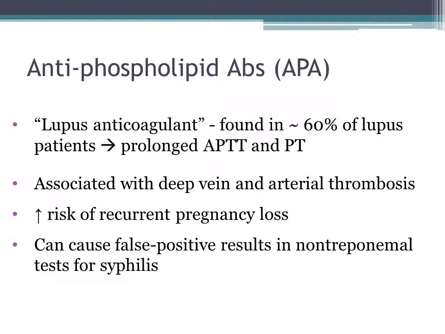There is an antibody known as antiphospholipid antibody, which is present in about 60% of lupus patients. Sometimes it's called the lupus anticoagulant, and people with lupus do tend to have a prolonged APTT and pro time. This antibody is associated with deep vein and arterial thrombosis, an increased risk of pregnancy loss, and can be significant in trying to track down false positive results in non-treponemal tests for syphilis.